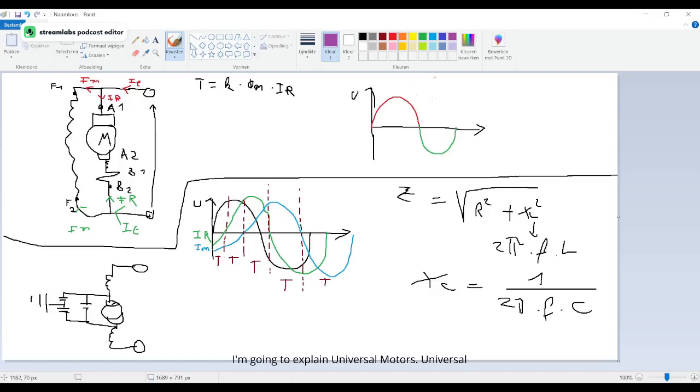Today I'm going to explain universal motors. Universal motors are based on DC motors. We see right here a shunt DC motor. But we can control this motor with AC current.